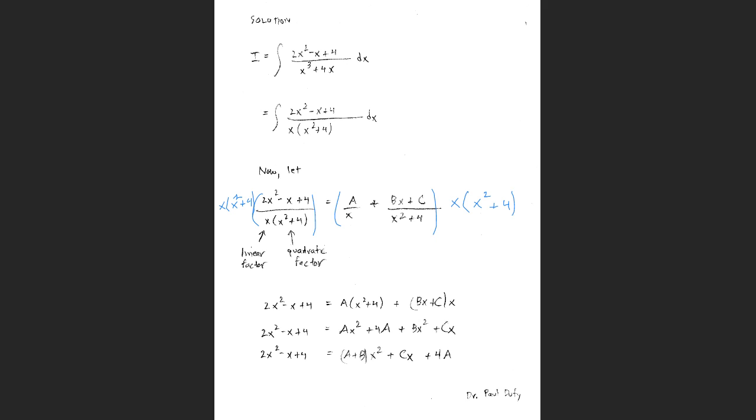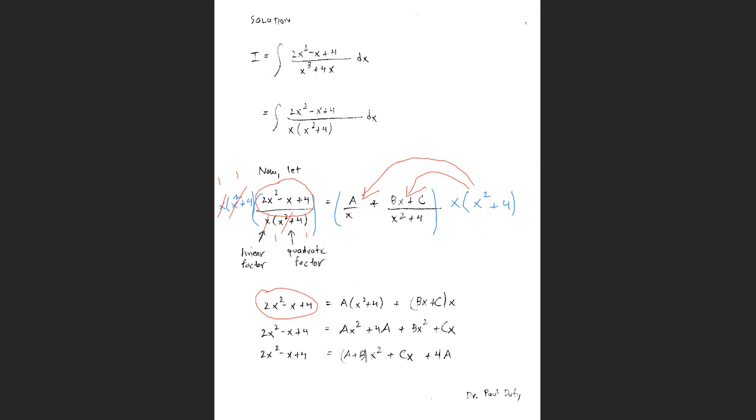Okay, so I multiply by x times x squared plus 4. On the left-hand side, the x's simplify out, and the x squared plus 4 simplifies out. That leaves me with 2x squared minus x plus 4, and that's what I have right here. Now on the right side, I'm going to distribute my least common denominator. I'm going to multiply it by both of those terms.